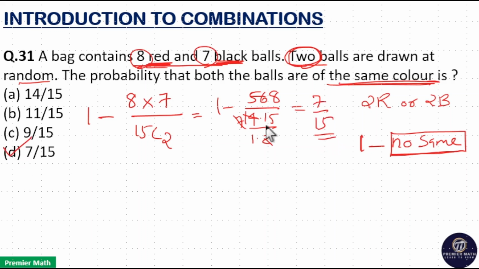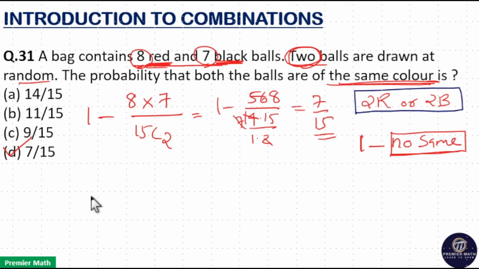Here, this is because we are only selecting 2 balls. If it is about 3 balls, you are choosing 3 balls out of 3 different color balls, then you should not use 1 minus no same color because it is difficult. In that case, you should use same color probability.